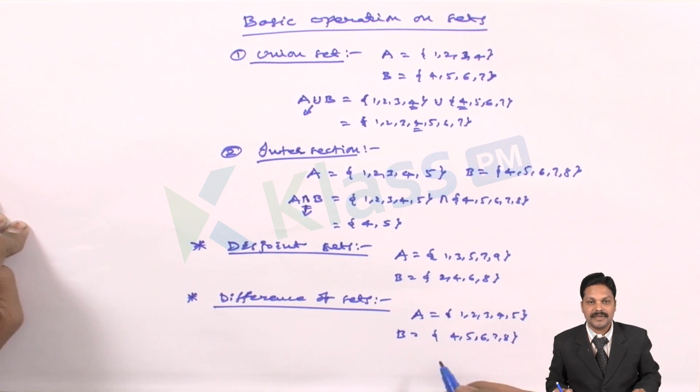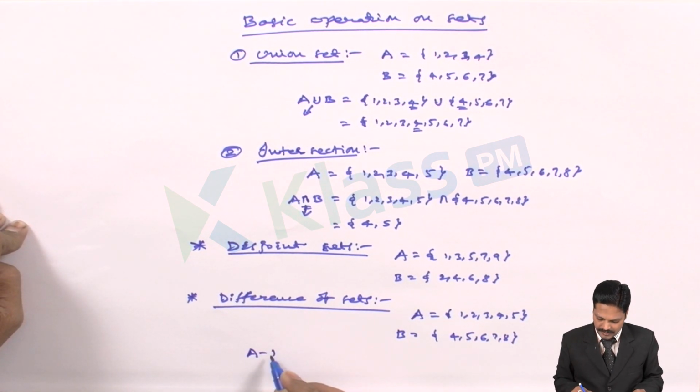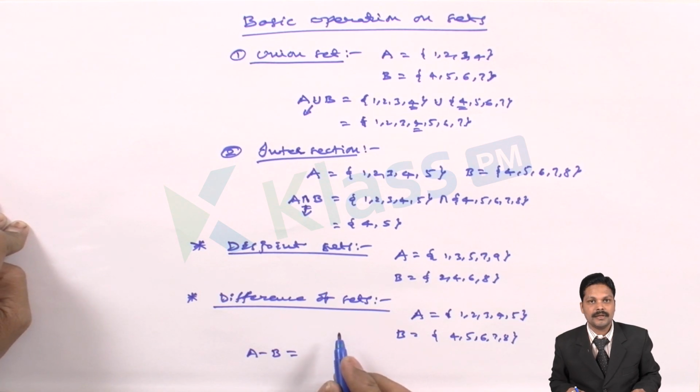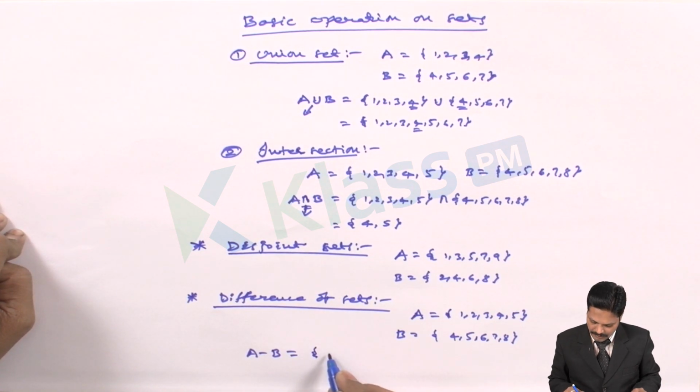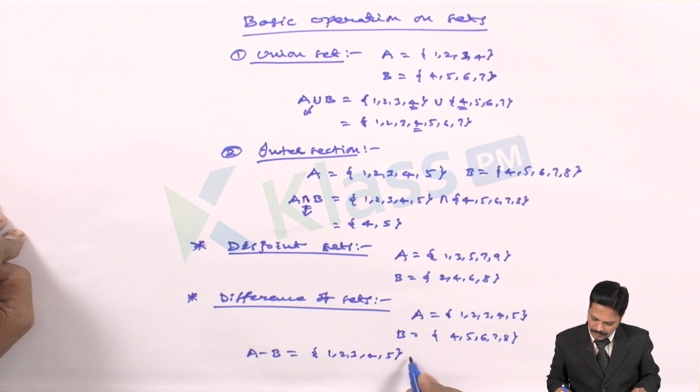These are the two sets I am having. So difference, I am taking A minus B. I am subtracting the B set elements from the A set. So I am taking here A = {1, 2, 3, 4, 5} minus the B set, which we are having as {4, 5, 6, 7, 8}.